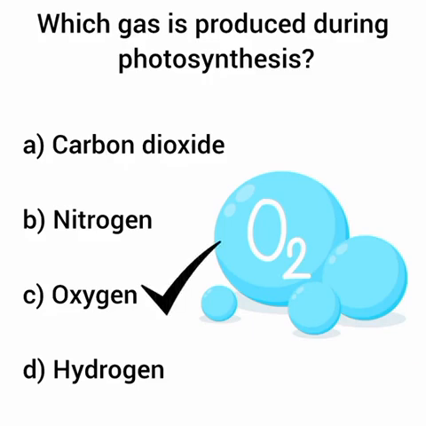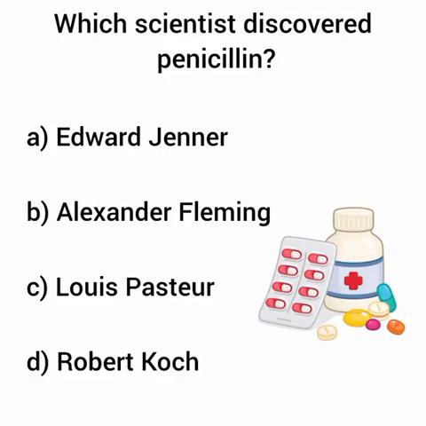Answer C. Oxygen. Which scientist discovered penicillin? Answer B. Alexander Fleming.